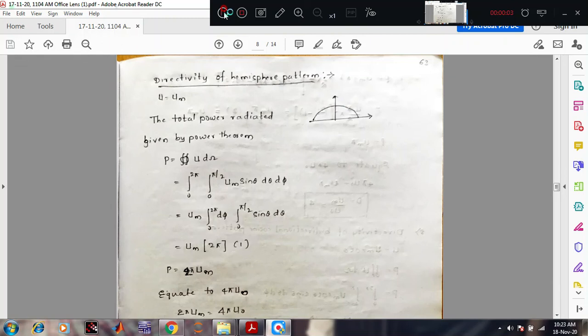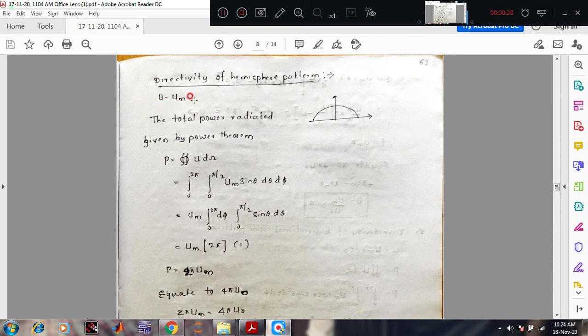Hello students. In the last class we discussed the power theorem with the help of radiation intensity, and also solved some numericals. Today we will continue with the numericals to find the directivity of any pattern. Today's problem statement is: find the directivity of a hemisphere pattern which has radiation intensity U equal to Um.